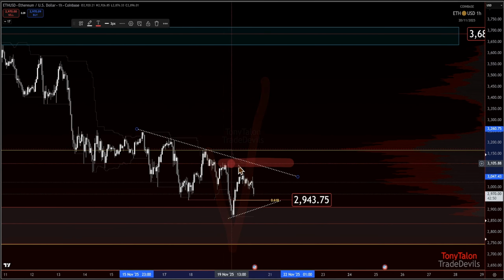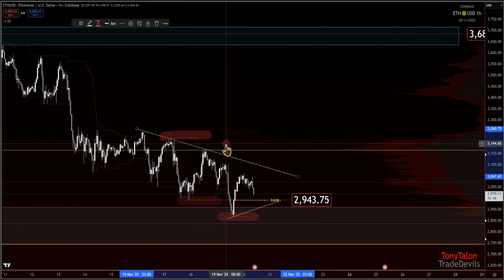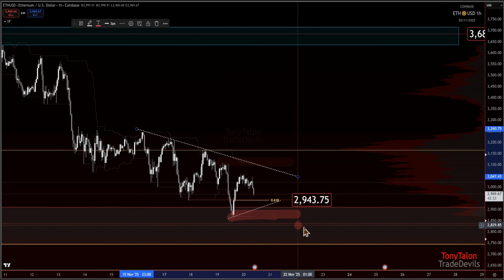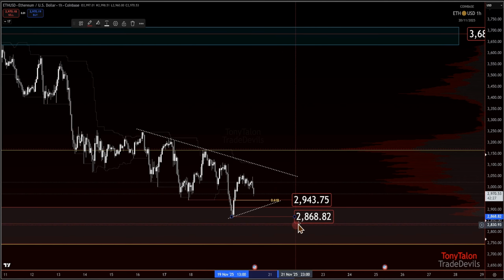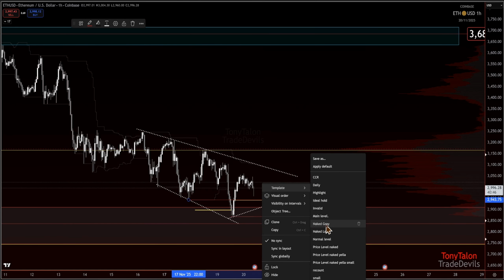We still haven't broken this lower high either. We've basically just been putting in lower highs and lower lows all the way down. This is what a downtrend looks like. So before we can flip that, we need to break this level for confirmation. But right now, we need to hold this low down here, which is in our area of interest at 2868.